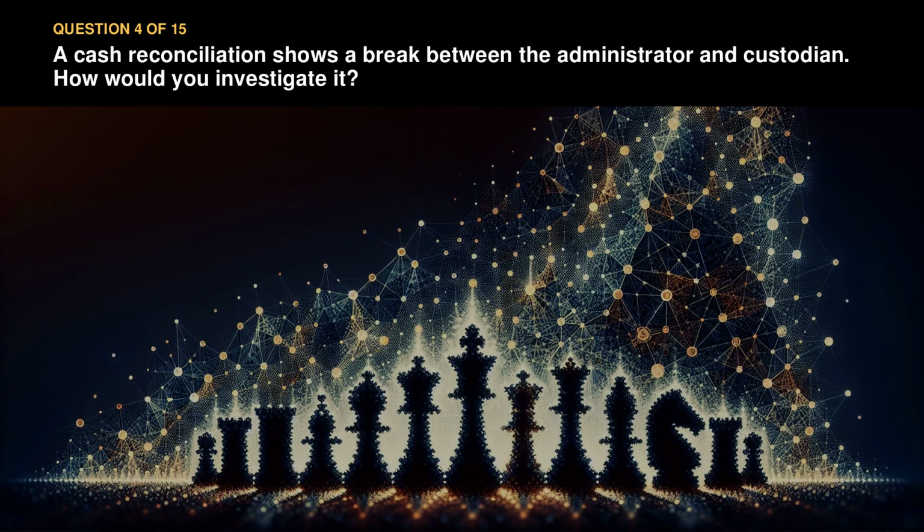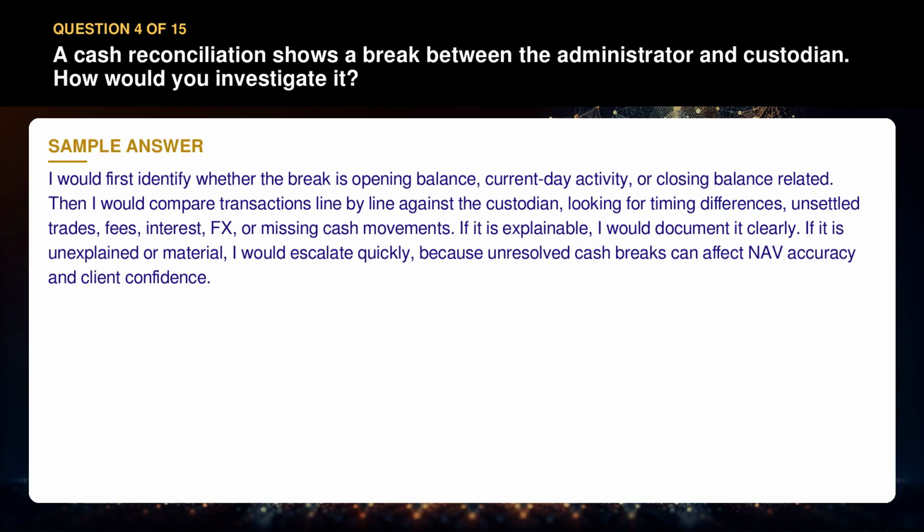Question 4. A cash reconciliation shows a break between the administrator and custodian. How would you investigate it? I would first identify whether the break is opening balance, current day activity, or closing balance related. Then I would compare transactions line by line against the custodian, looking for timing differences, unsettled trades, fees, interest, FX, or missing cash movements. If it is explainable, I would document it clearly. If it is unexplained or material, I would escalate quickly, because unresolved cash breaks can affect NAV accuracy and client confidence.